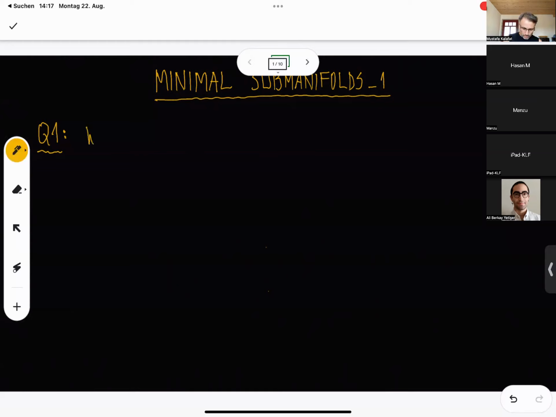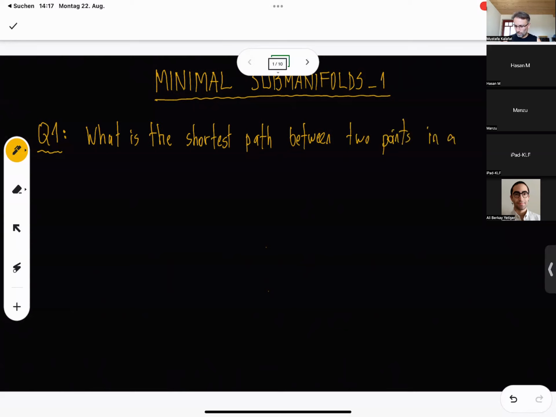So what is the shortest path between 2 points in a Riemann manifold? All right, so that's one of the simplest questions, and the answer is roughly, as you know, geodesics.